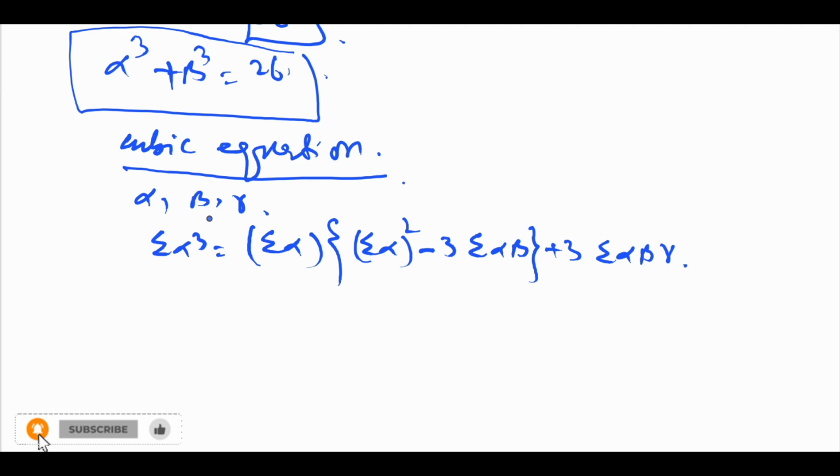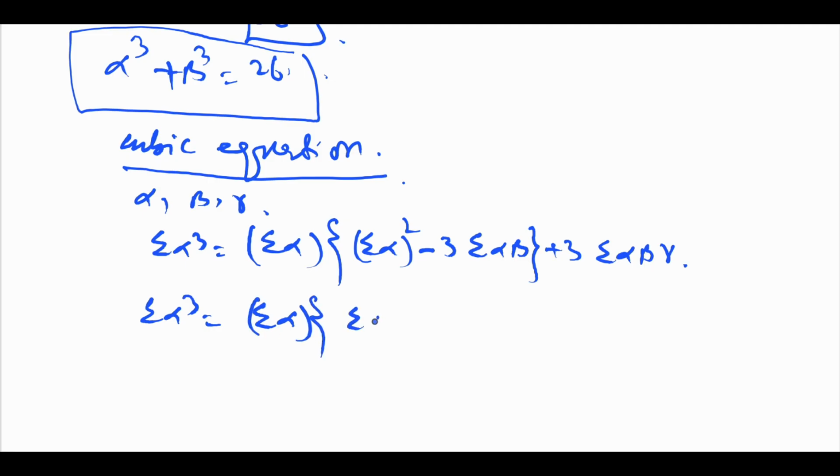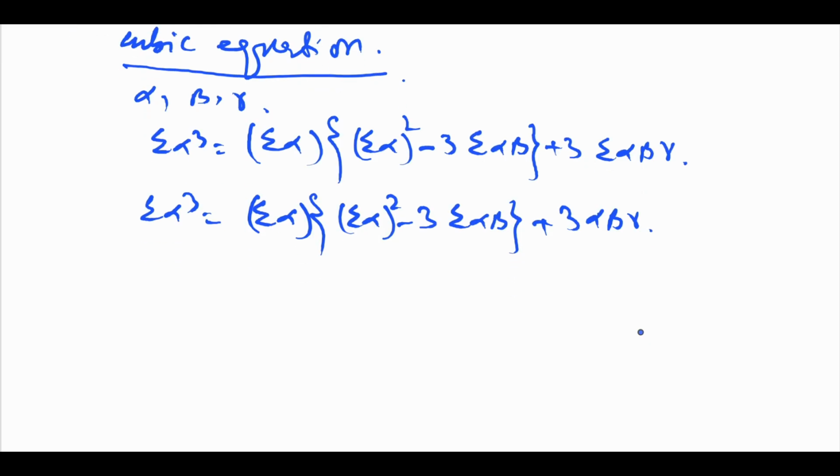If there are only alpha, beta, gamma roots, then sigma alpha cubed will be equal to sigma alpha whole squared minus 3 sigma alpha beta, plus 3 alpha beta gamma, because there are only alpha, beta, gamma, so there will be no sigma. I can give you an example.